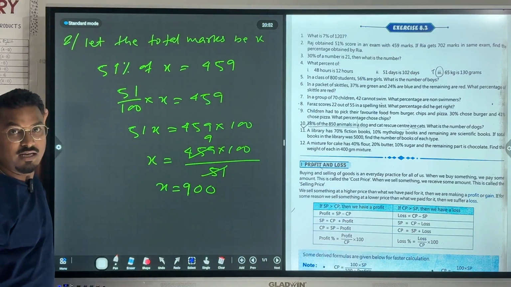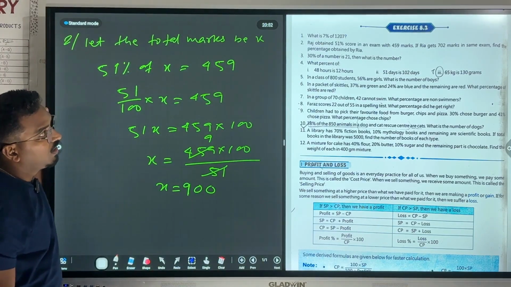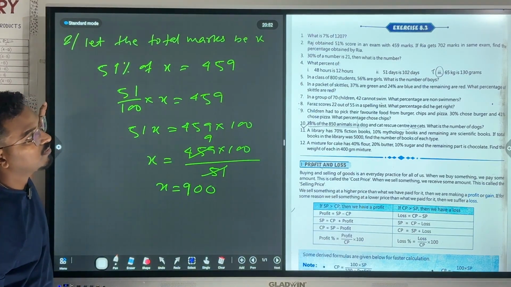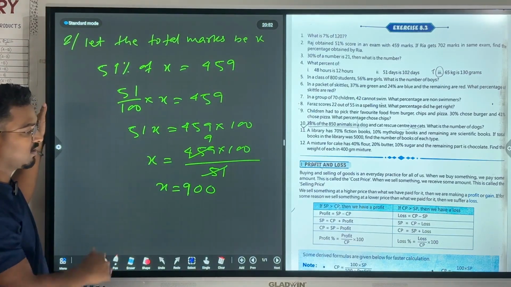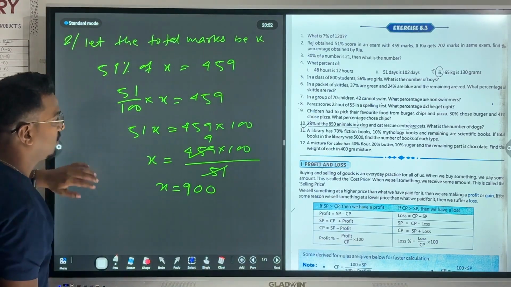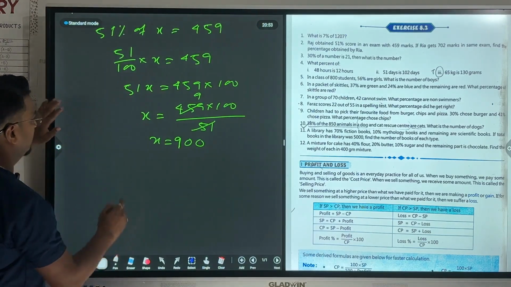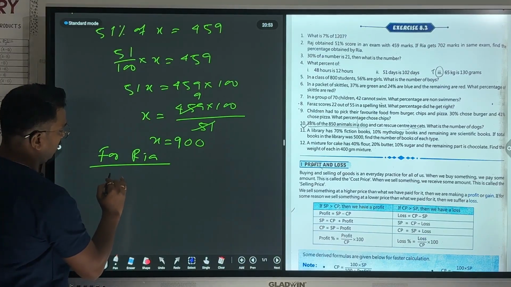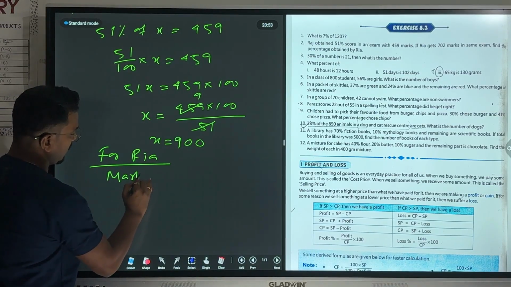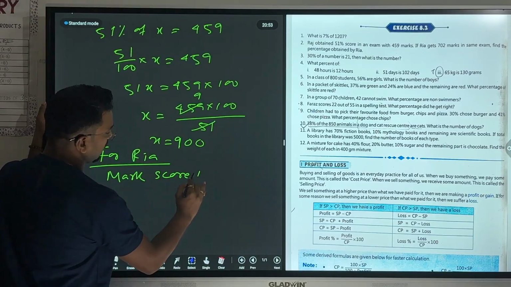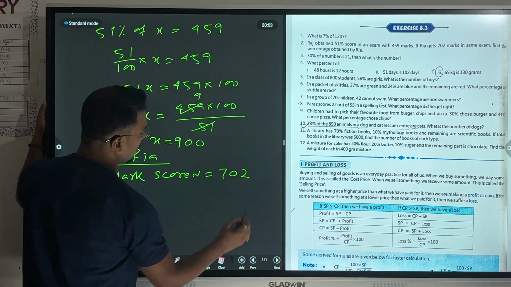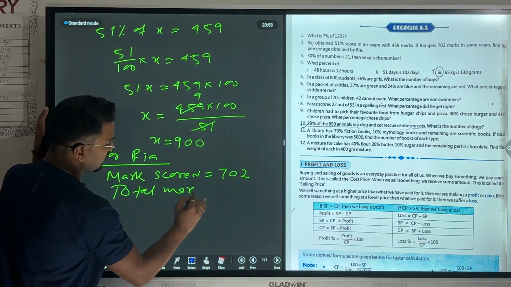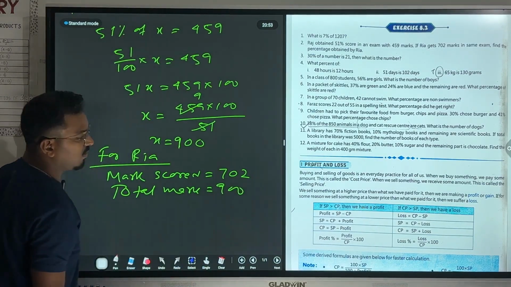Total marks is 900. Now you have to find the percentage of Ria who got 702 marks in the same exam. So total marks is 900. So you have to find the percentage. So here we'll write for Ria, marks scored is how much? 702. Total marks is how much? 900. So what will be the percentage?